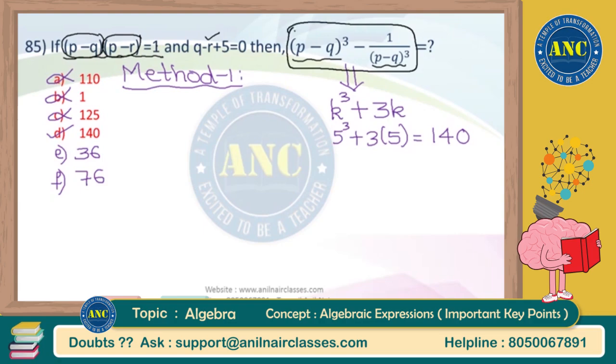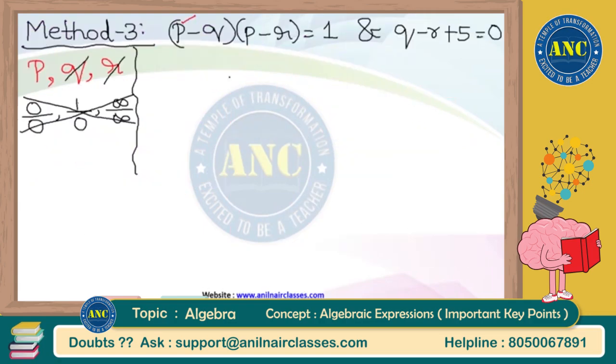P minus q whole cube minus 1 by p minus q whole cube is what I need to find. P minus q whole cube minus 1 divided by p minus q whole cube. This is what I need to find in the question. Now see here, when you observe all these things, one thing for sure which is there for you people here is, if you observe, the variable which is repeating maximum number of times, you should check.